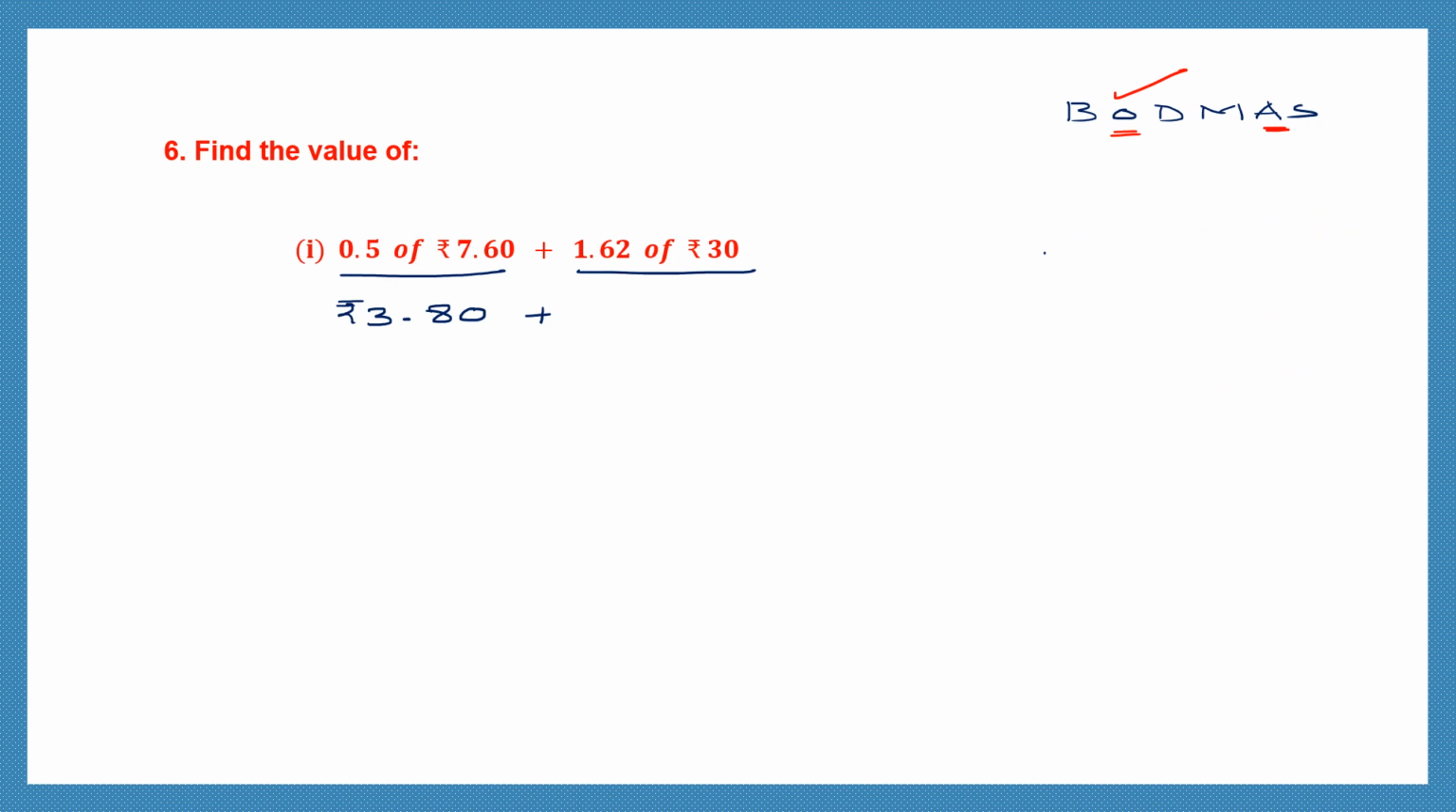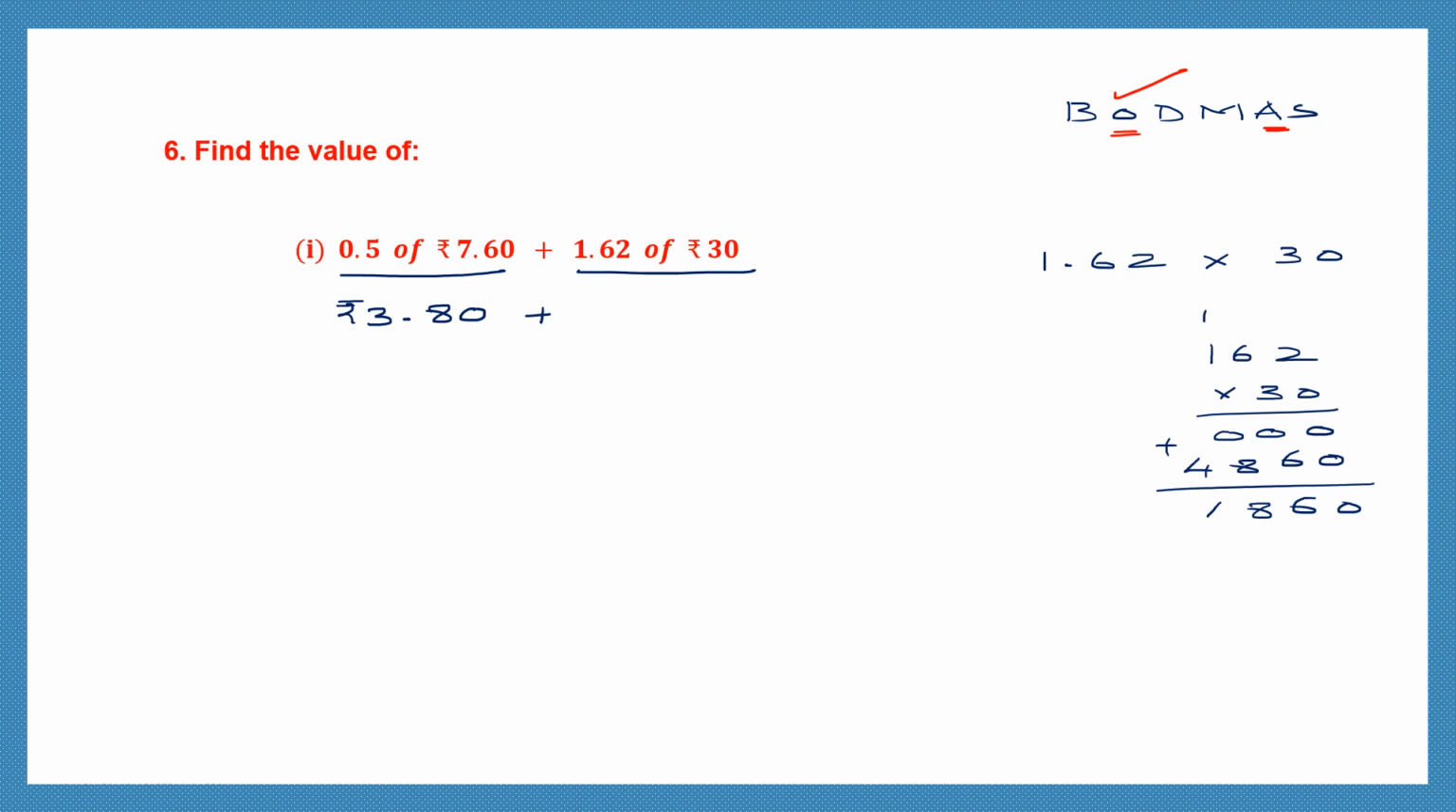So that is 1.62 of, is into, 30 rupees. So we're going to ignore the point. It's going to be 162 into 30. So 0 will give us 0 itself. 3 2s are 6. 3 6s are 18. Carry 1. 3 1s are 3 plus 1, 4. Now add this up. We get 0, 6, 8 and 4.